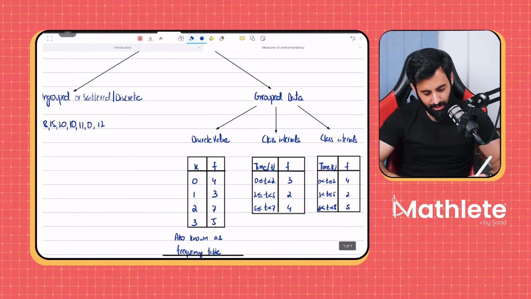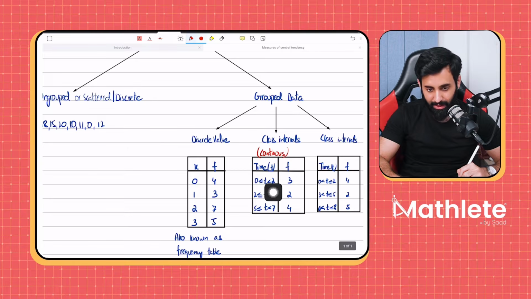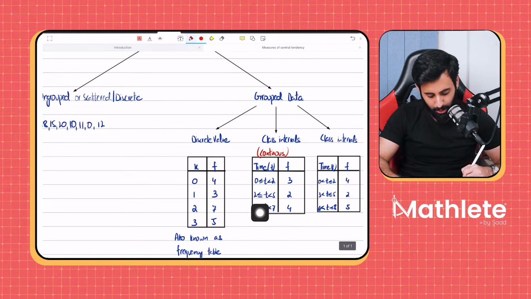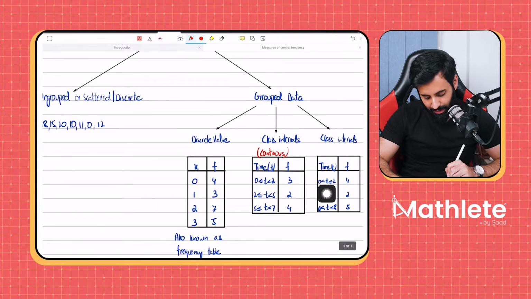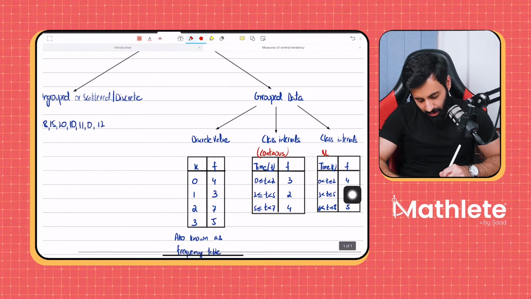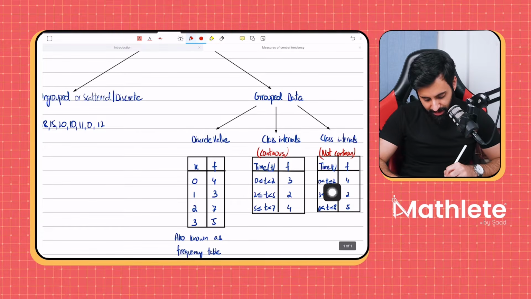So this is an example of continuous class intervals. Why do we call it continuous? Because where the first class ends, the second begins. So here the first class ends at 2, the second starts at 2. The class ends at 5 and the class after starts at 5. This is not continuous. Why do we say this is not continuous? Because the first class ends at 2 and the second class starts at 3.